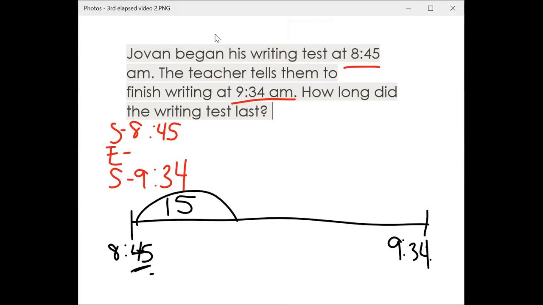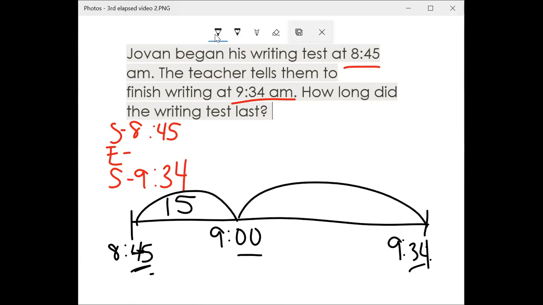Again, if you don't know that or you don't remember that from last week, you can go by 5s, you can go by 10s, whatever you want to go by, but I always recommend getting to a friendly even hour, especially when you're finding the elapsed time, because it's just much easier. Now I know that from 9 to 9:34, that's 34 minutes. I don't really have to break that down because 34 minus 0 is 34.